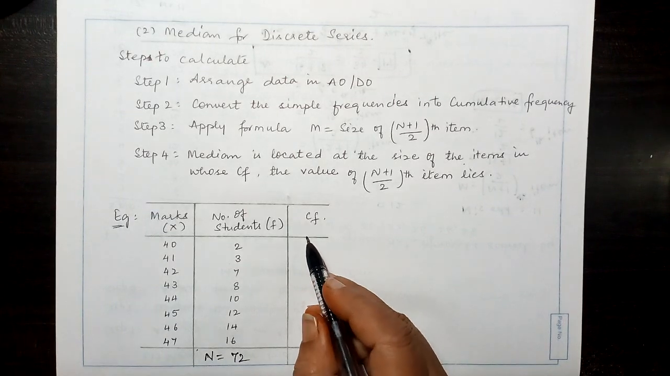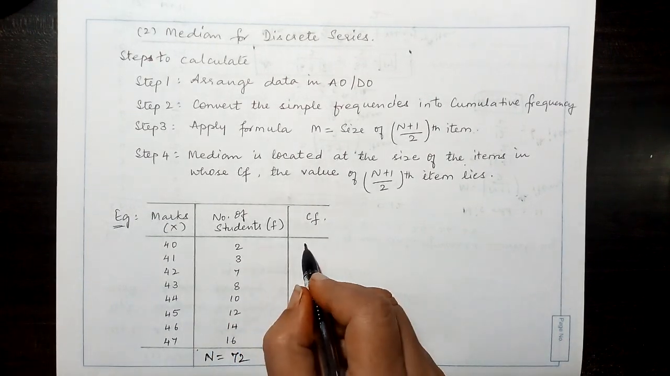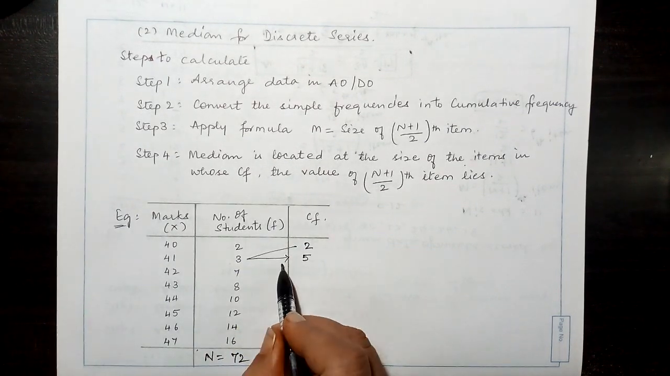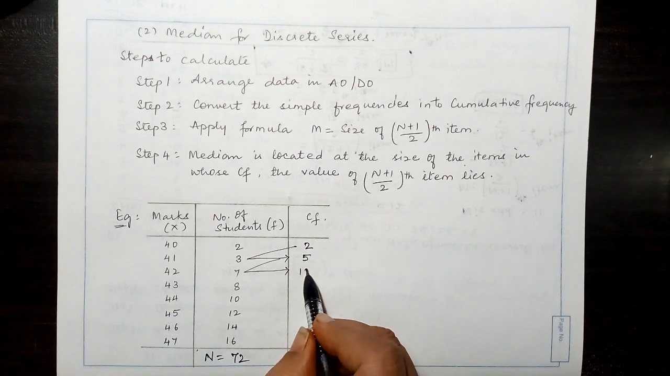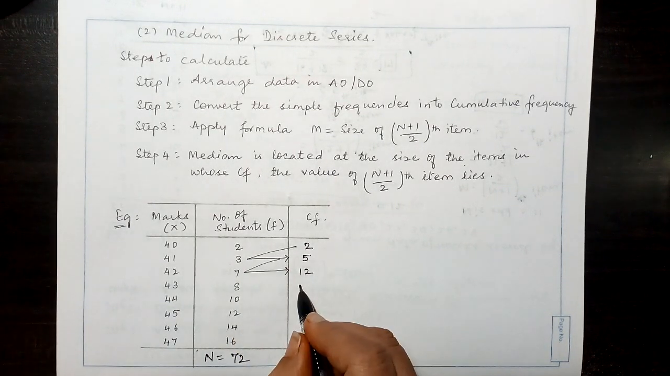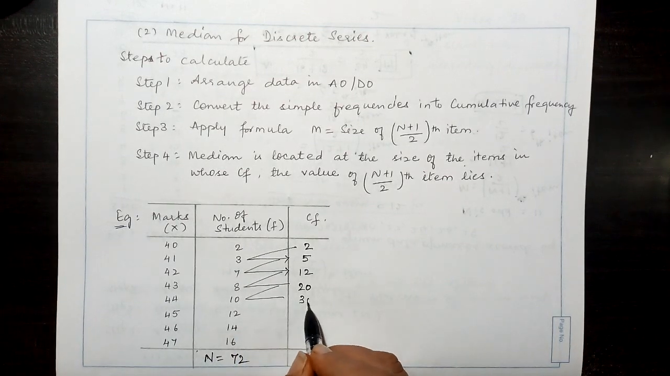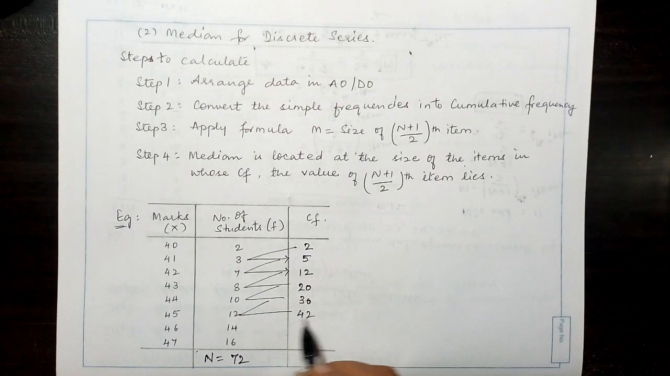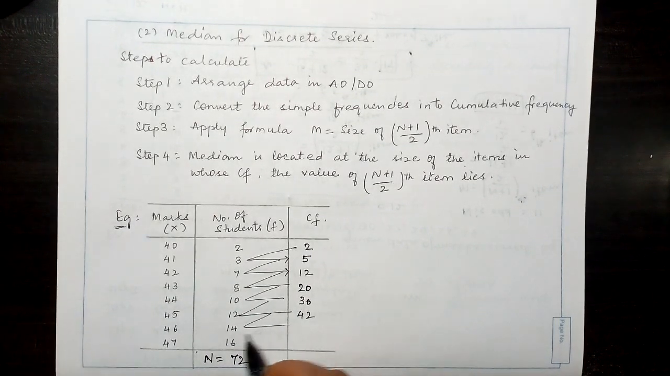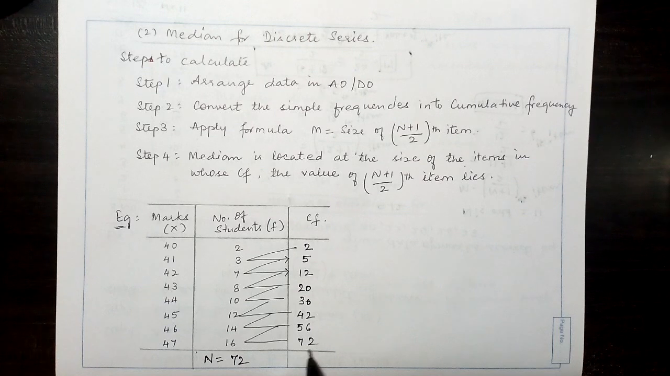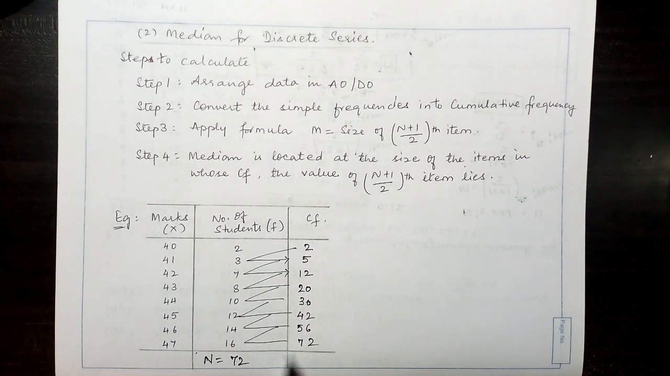Now the cumulative frequency would be, it is 2 here, and then 2 plus this 3 will give us 5, and then 5 plus 7 gives us 12, and similarly 12 plus 8 would be 20 here, and then 20 plus 10 would be 30, 30 plus 12 is 42, and 42 plus 14 would be 56, and 56 plus 16 is 72. So that's how we get. So the last value here, what we got, 72, that should be equal to this n, right?